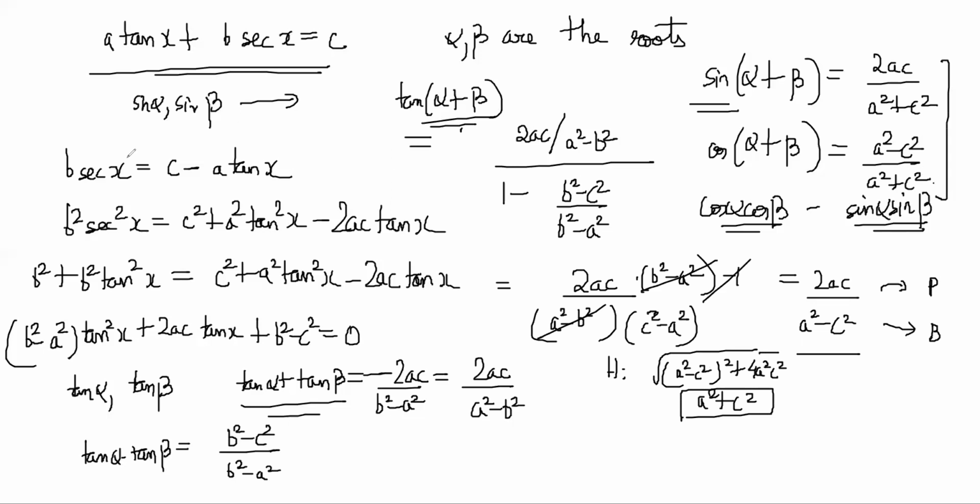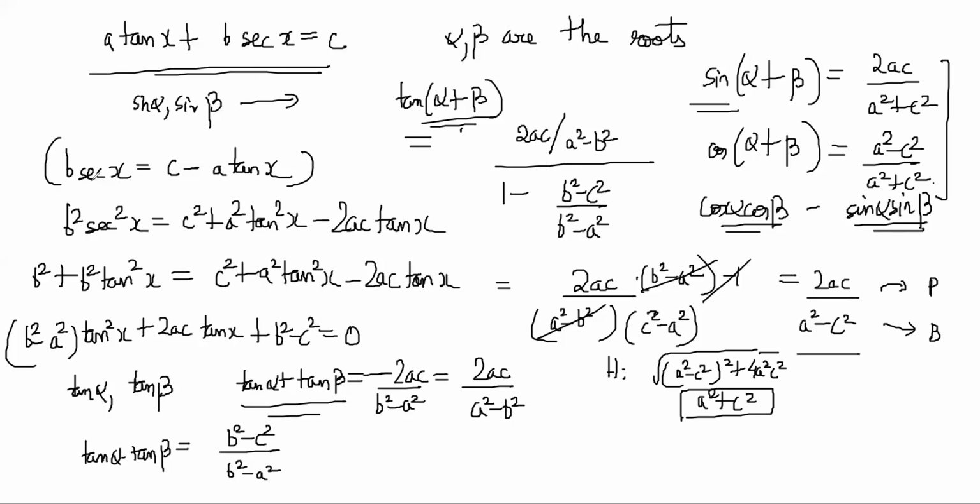If you make a trigonometric equation in sine x, it will be really annoying. The equation is not nice, because sine square x and all is not giving nice values. So it is difficult to find sine(alpha plus beta) from there. But if you get an equation in tan x, it is really nice.